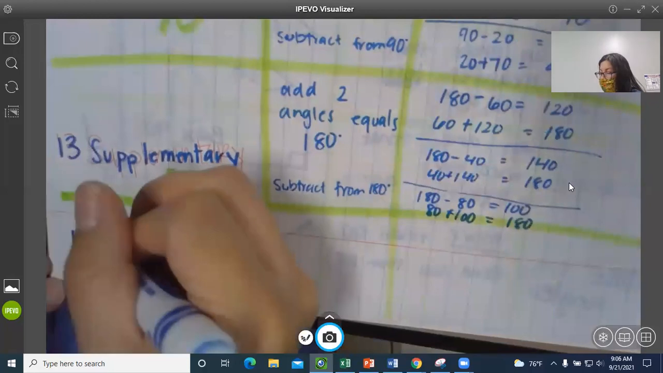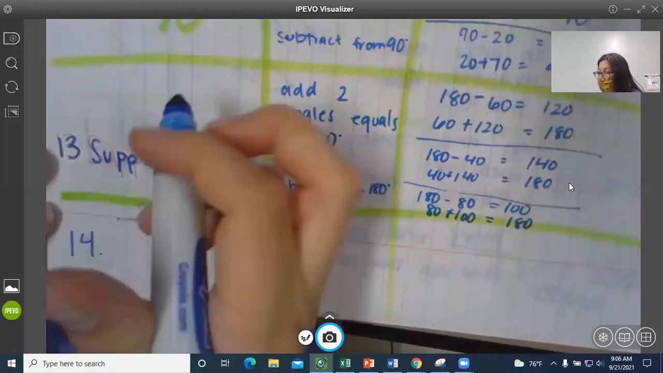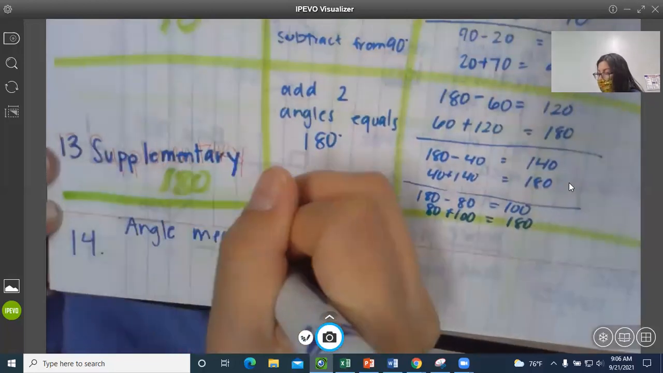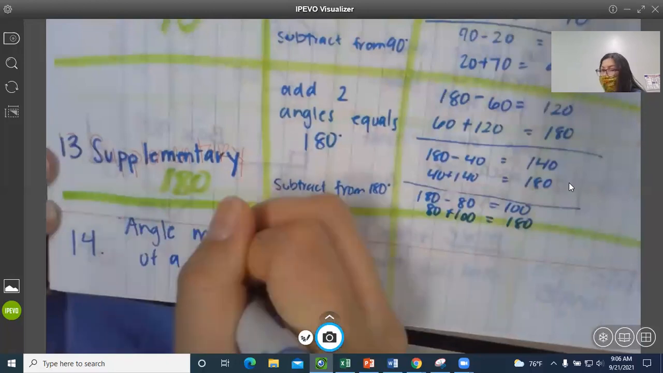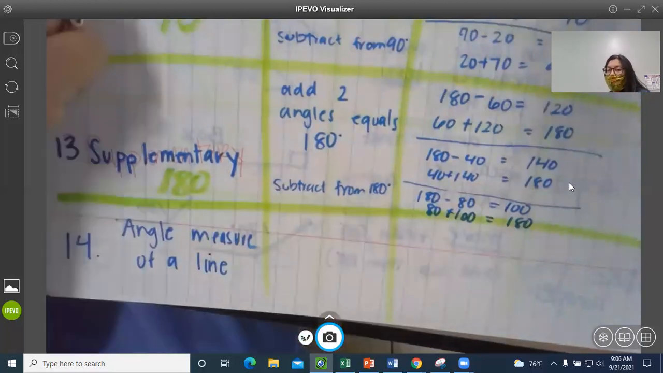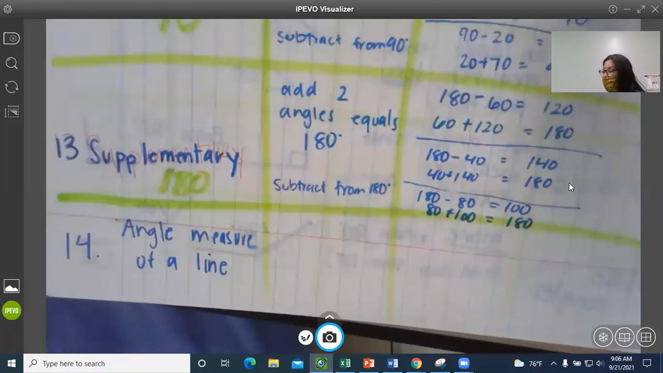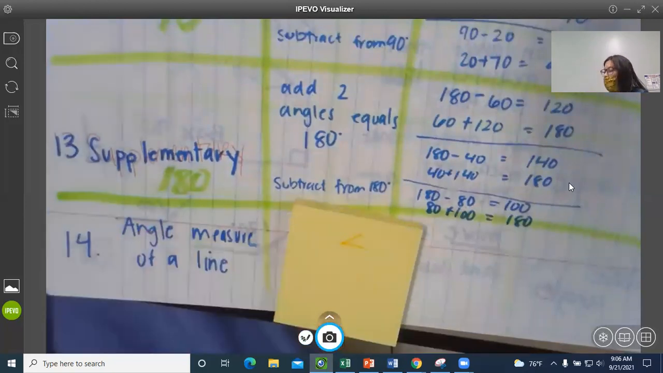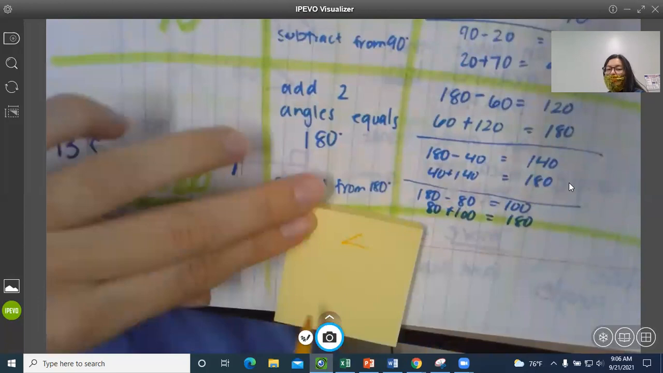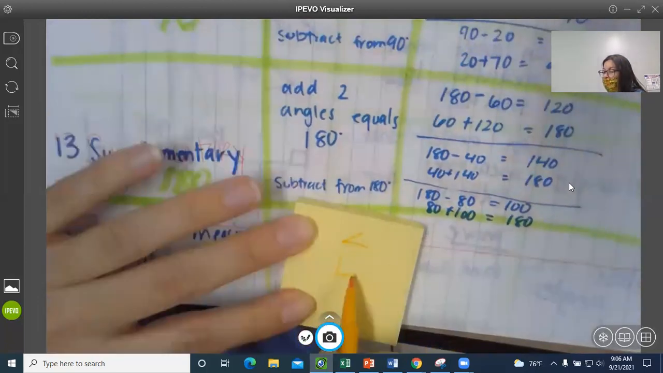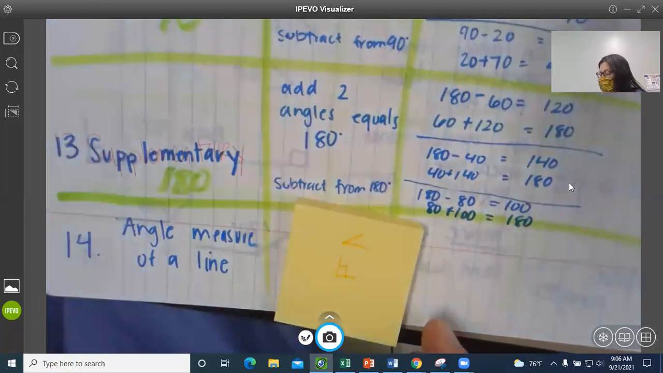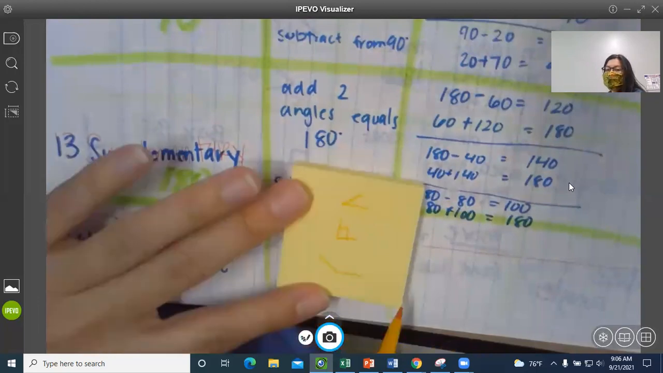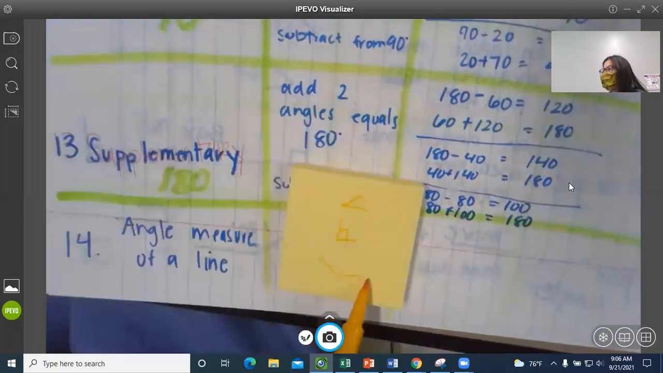Okay, number 14. We've talked about this one a little bit. Angle measure of a line. So if you remember obtuse, okay, so we did acute. You're gonna see this on the test. It's the small one, less than 90, smaller than a corner. Think about a corner, it's gonna be smaller than a corner. The right angle has to have the box. It's 90 degrees, it's the corner. Now, obtuse is gonna be bigger than this, okay? Now, we said that obtuse has to be bigger than 90, but smaller than 180.